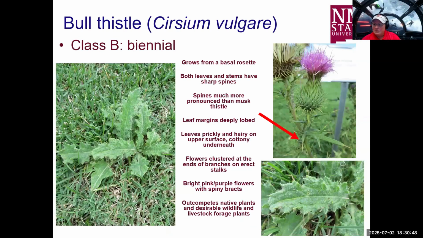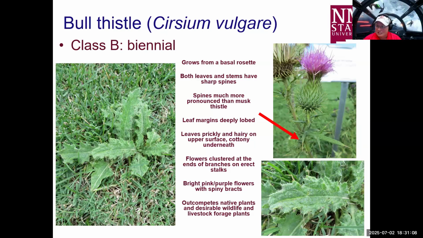Bull thistle, Class B, biennial. Most of your invasive noxious thistles are going to be in the biennial category. So bull thistle, musk thistle, Scotch thistle. The only thistle on the noxious weed list that is not a biennial is Canada thistle. And that's usually going to be in the northern portion of the state around Taos or the Four Corners area.